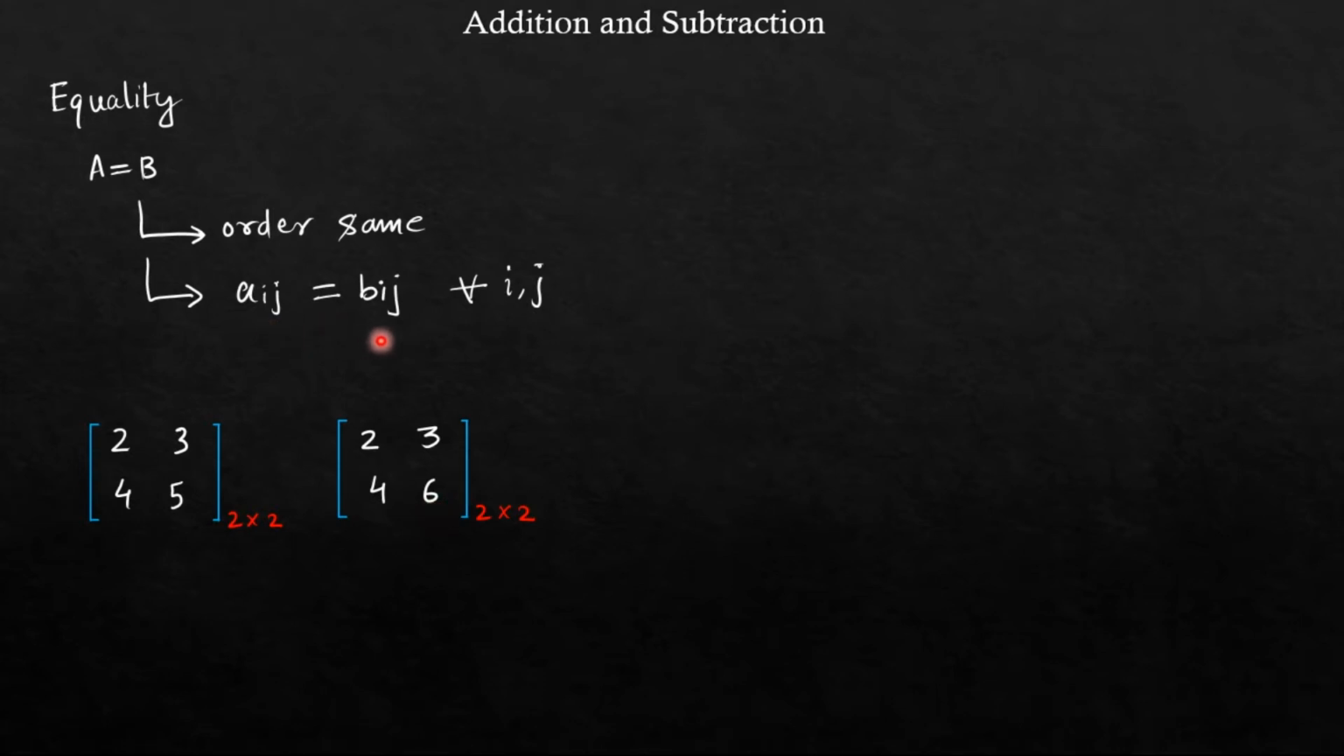Hence the second condition is not satisfied because all the elements should be equal. That is, each element in the same location must be equal. Hence, these two matrices are not equal. Equality does not hold here. So this can be directly observed. If each element in both the matrices is equal, then it is equal matrix. Otherwise, it is not.